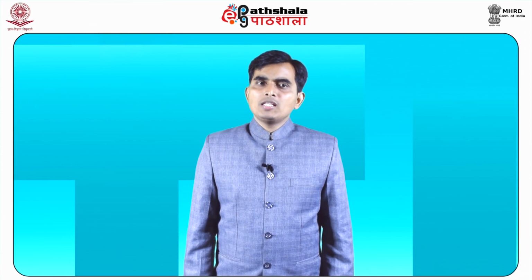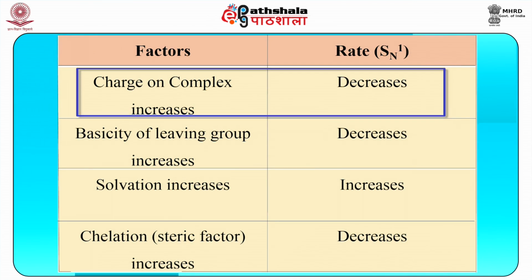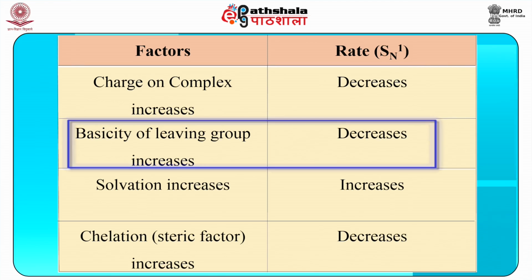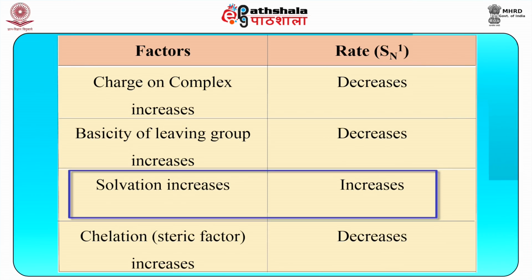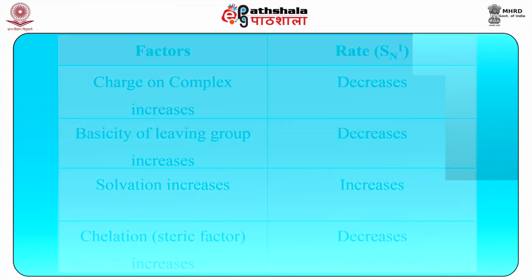We can summarize these factors like this: if the charge of complex increases, the rate of SN1 reaction will decrease. If the basicity of leaving group increases, then the rate of SN1 reaction should decrease. With increase of solvation, the rate of SN1 reaction should increase, and with chelation or increase in the steric factor, the rate of SN1 reaction should decrease.